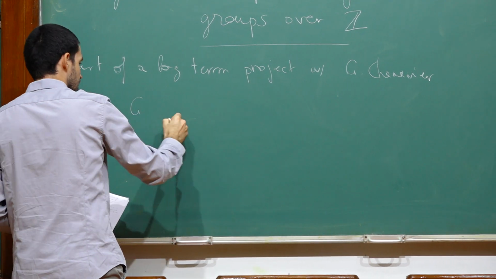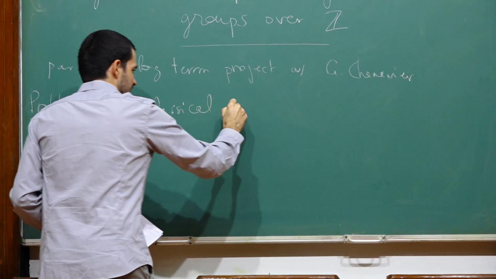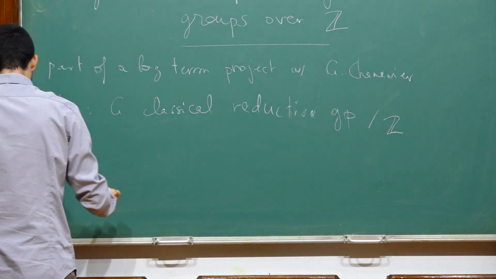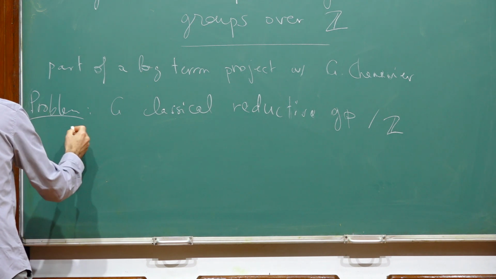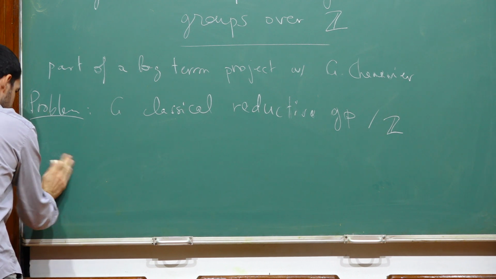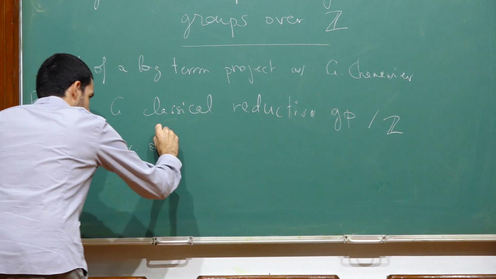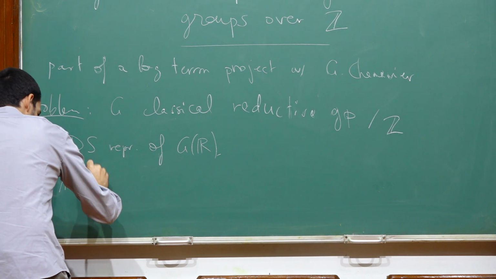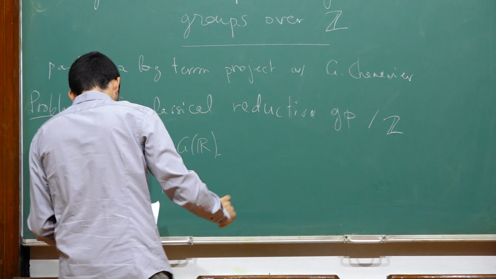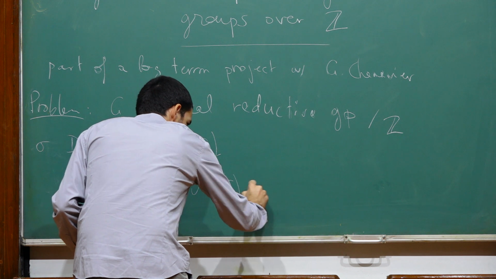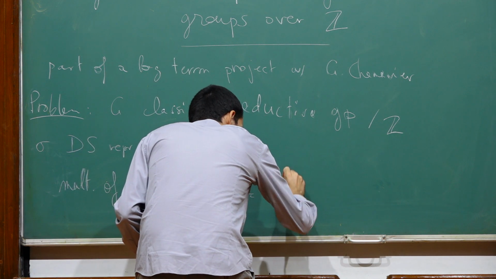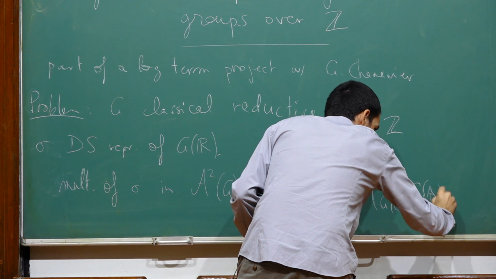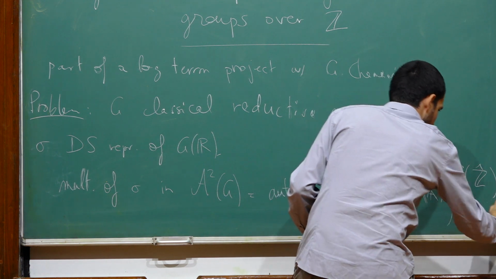So if you take G a classical reductive group over Z, and you fix, let's say, at infinity, sigma, a discrete series representation of G(R), then what is the multiplicity of this sigma in what I will denote by A2 of G, which is the space of square integrable level 1 automorphic forms?